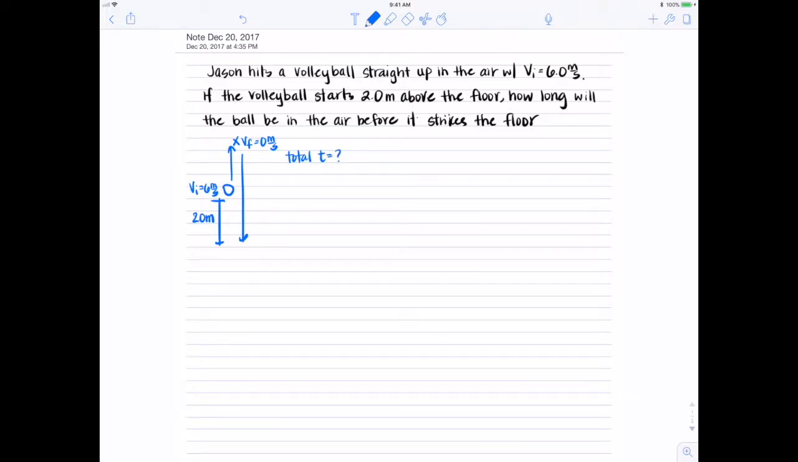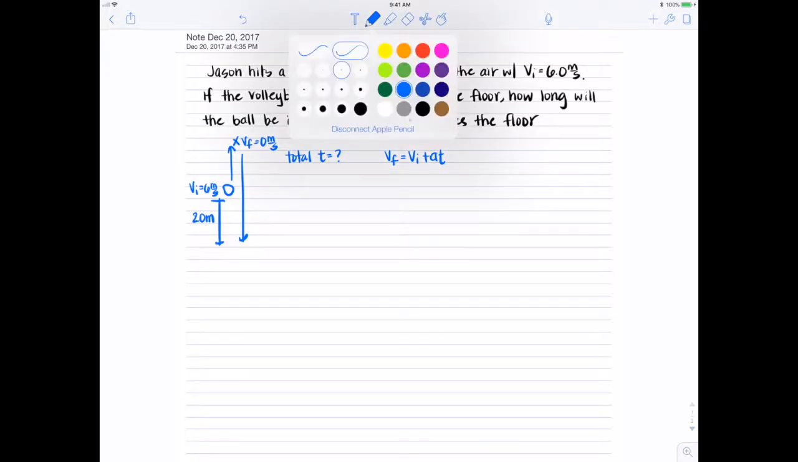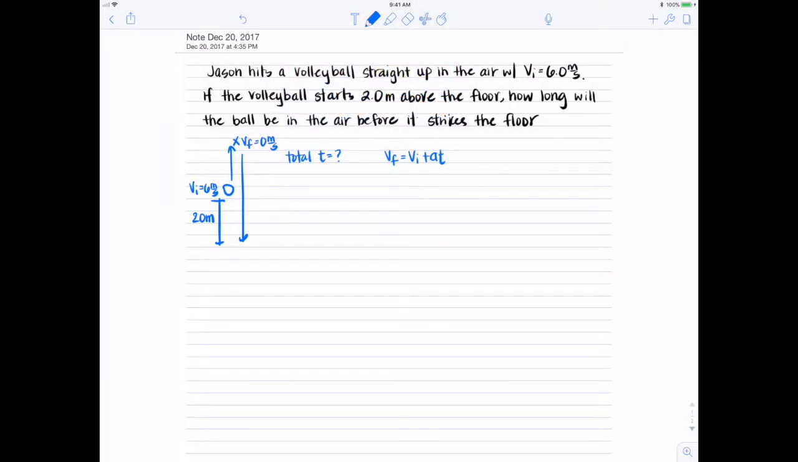So the first equation that I'm going to start with is V_f equals V_i plus at. So I'm going to look at just half of the path of the ball, meaning from the time it's released to the peak where V_f is 0. Okay, so the peak of the trajectory. So I'm going to solve first in variables. So I get V_f minus V_i equals at, divided by a, and I get t equals V_f minus V_i over a.